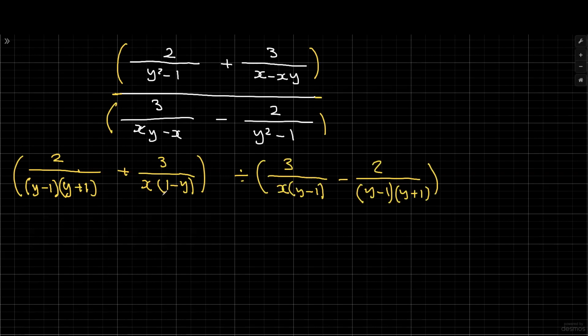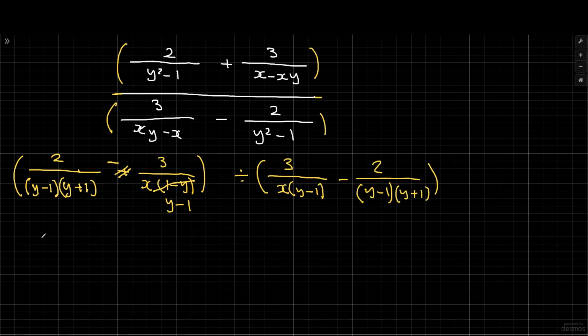Now I'm just going to do a little bit of a trick here. You see how this is 1 minus y, and we have a y minus 1 here. So I'm going to cross this out right here and make it y minus 1. But to be able to do this, I have to cross out this sign and make it minus. So instead of plus, change the sign to minus, and that allows you to do that.